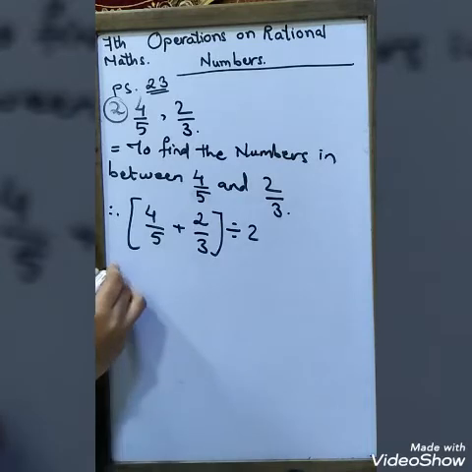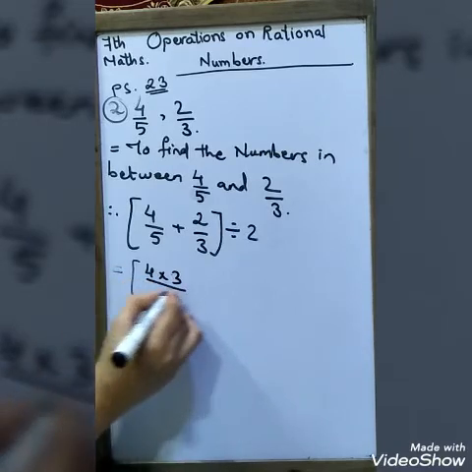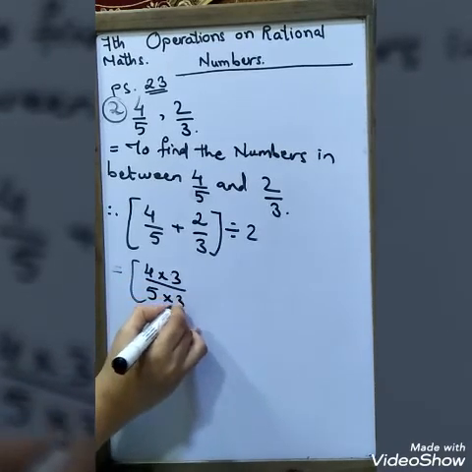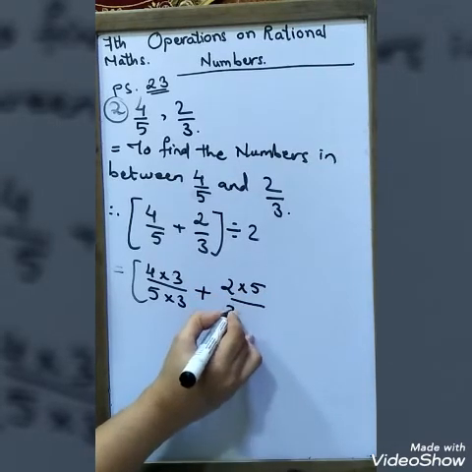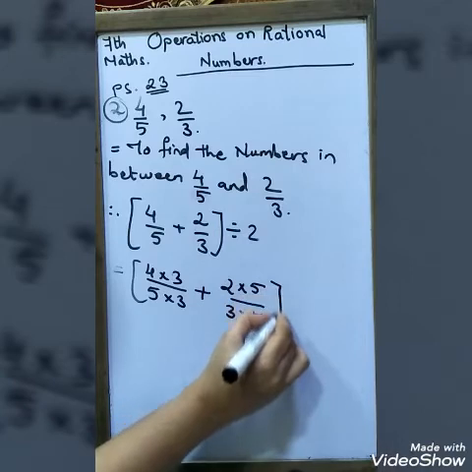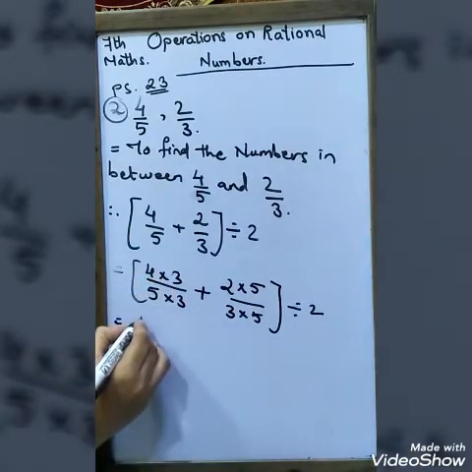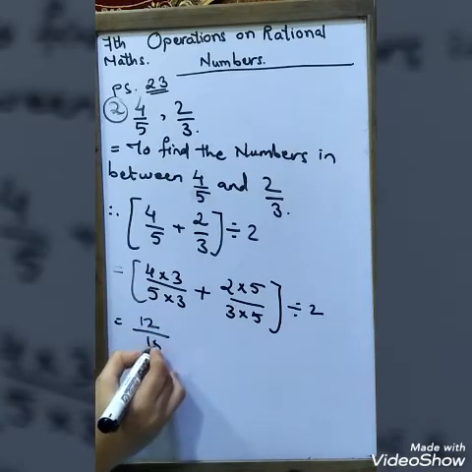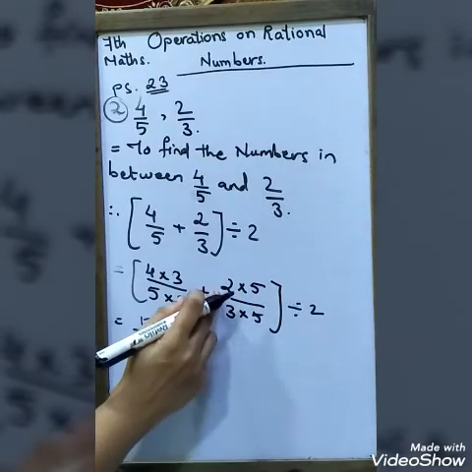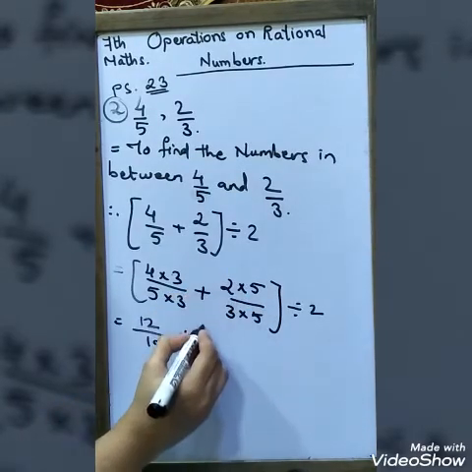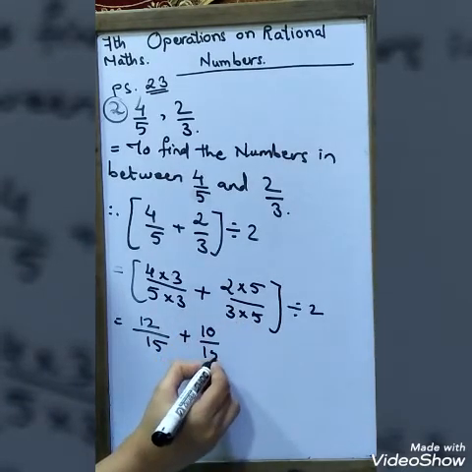To make the denominators equal, 4 into 3 and 5 into 3 plus 2 into 5 upon 3 into 5 divided by 2. So it will be 4 3s are 12 upon 15 plus here the denominator will be 2 5s are 10, then 5 3s are 15.